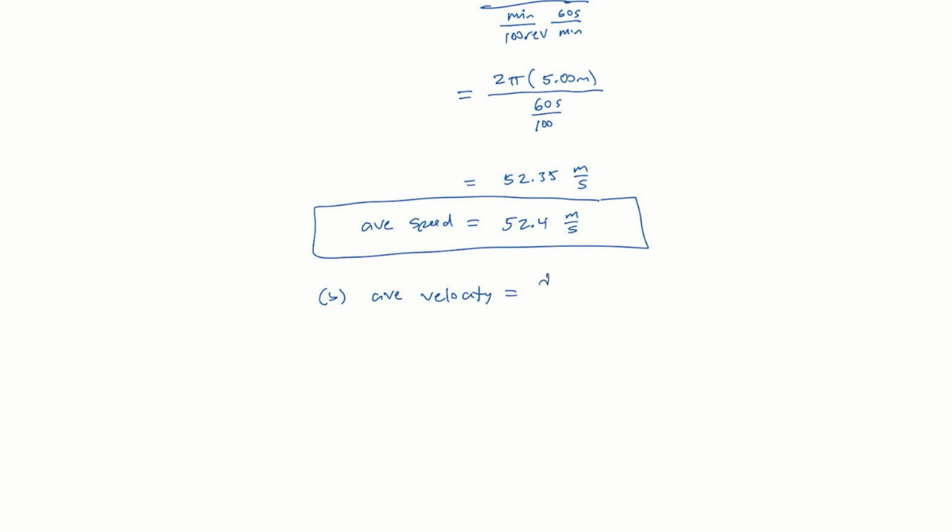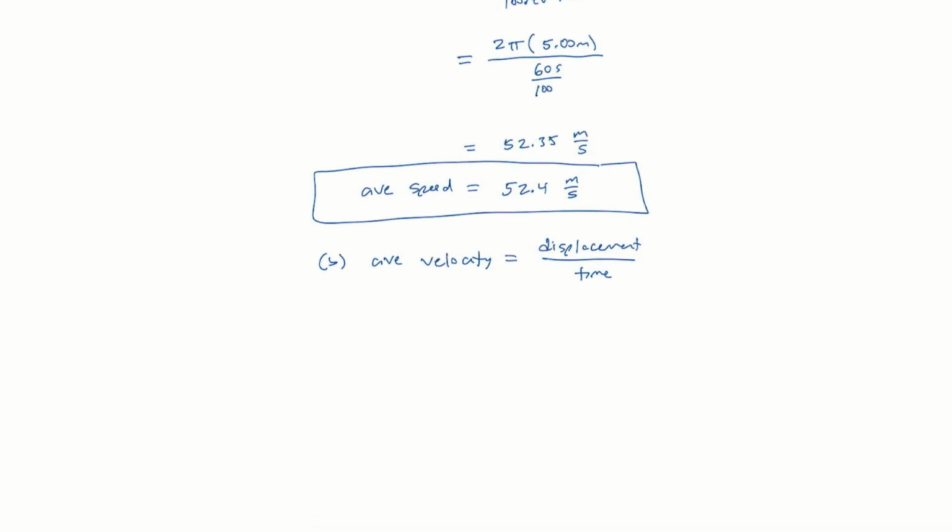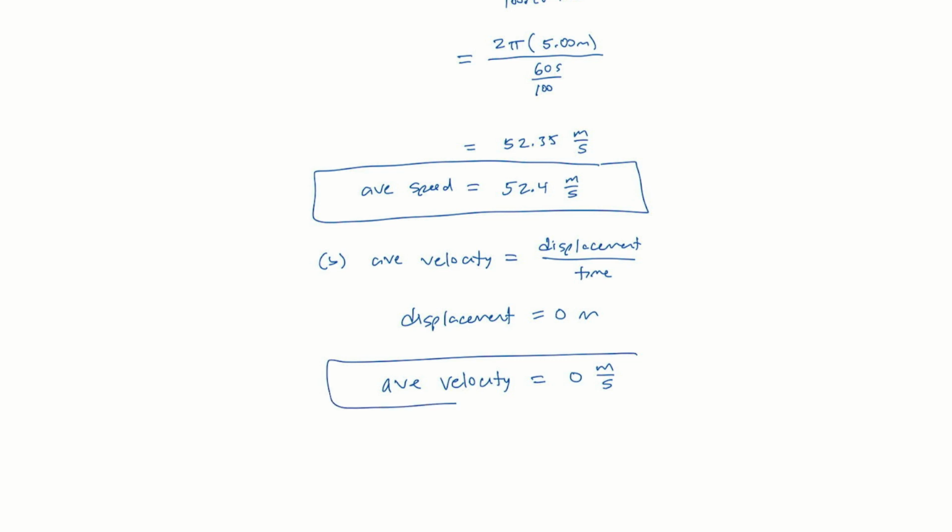Average velocity is displacement per time. This is the average velocity over one revolution. And in one revolution, the displacement is 0. And that is because the ending point is equal to the starting point. The difference between those 2 points is going to be 0. And so we can say displacement is 0 meters. And so average velocity is 0 meters per second.